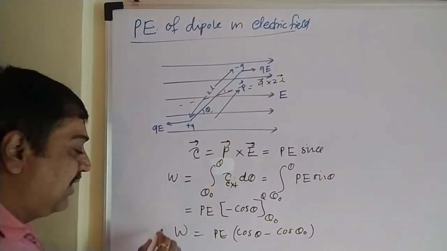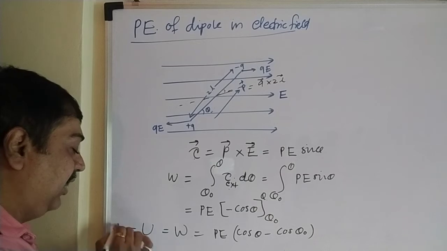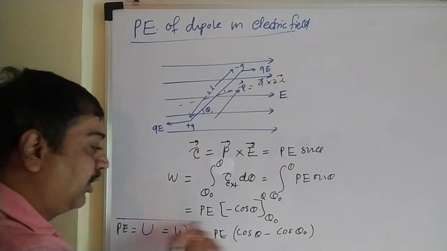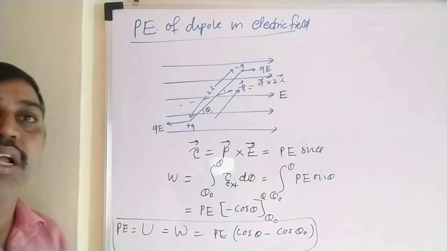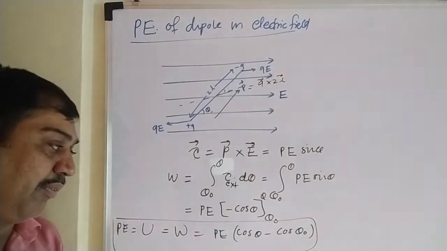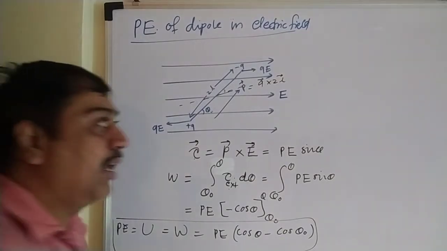And this work done itself is nothing but a potential energy. So this is the equation for potential energy. This is the equation for potential energy of an electric dipole kept in a constant electric field. Is that clear? Now again there are two cases.